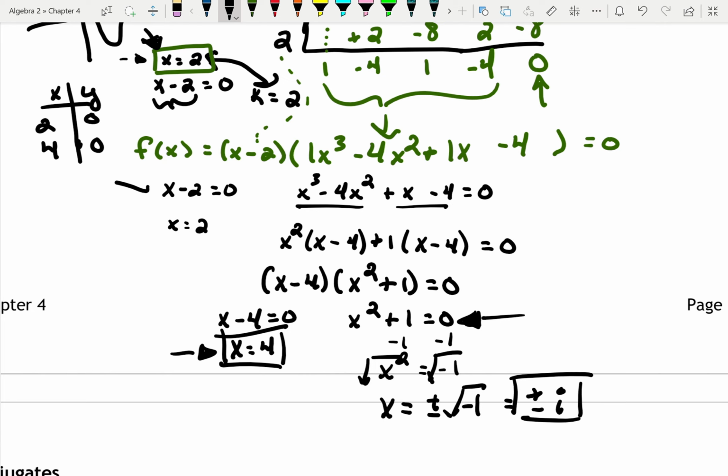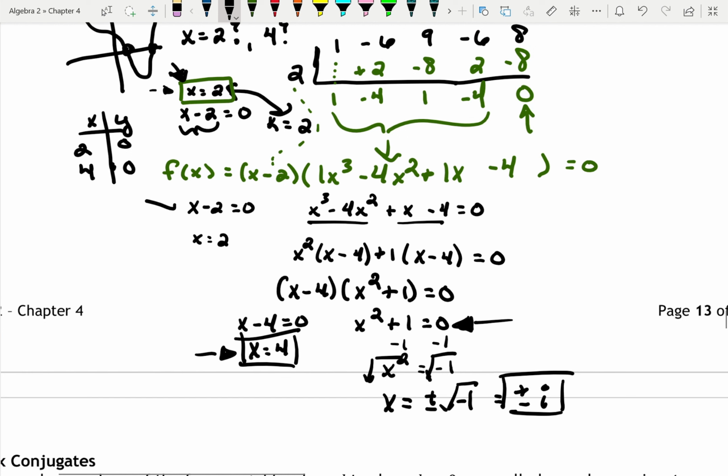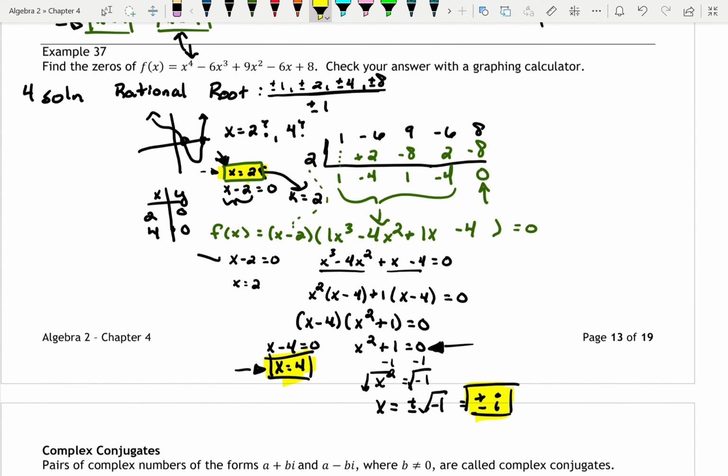And there's our answer. We have, let me highlight them, x equals 2, x equals 4, and then x equals plus or minus i. If you want to rewrite them together, that'd be fine. But if you have them separately, but you box them in like I have, that would be sufficient as well.